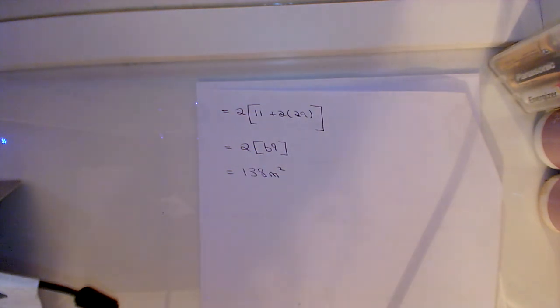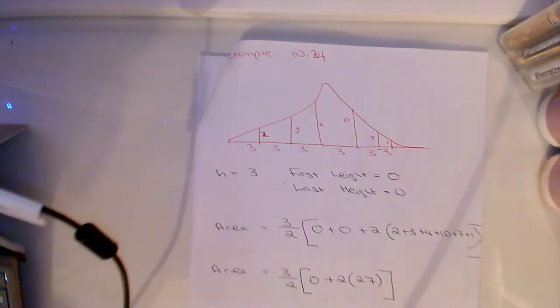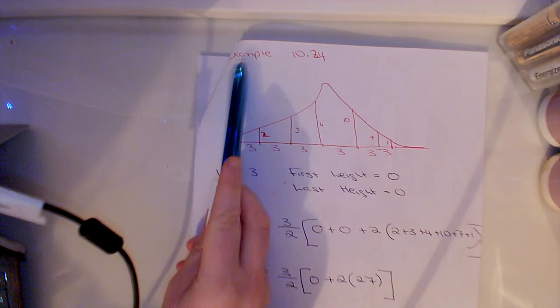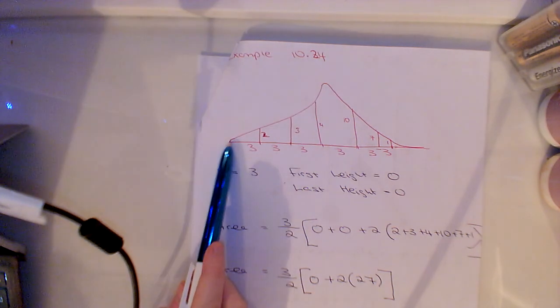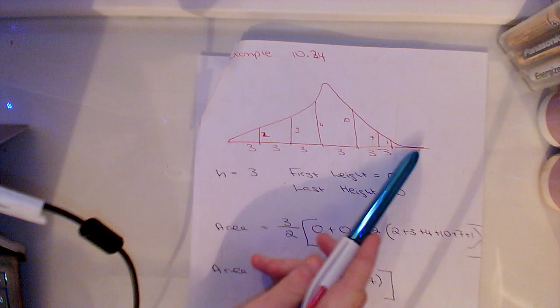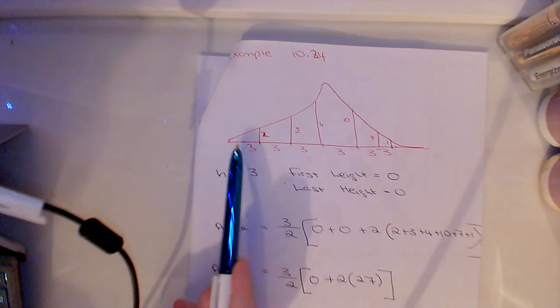Part 2 then, I have this graph. It's in your book, example 10.24. My graph starts down here at 0, and it finishes down here, so the last height is also going to be 0. The common difference, that's going to be my h, in this case is 3. So my first height is 0, my last height is also 0.